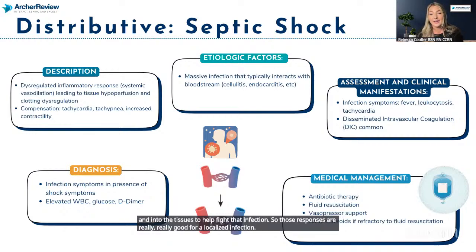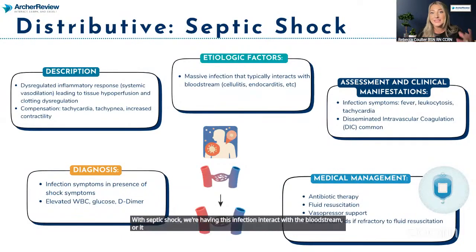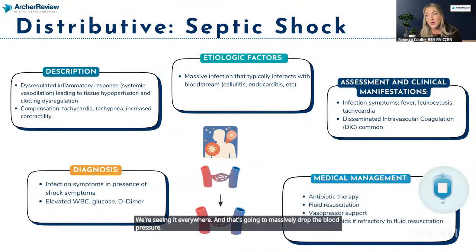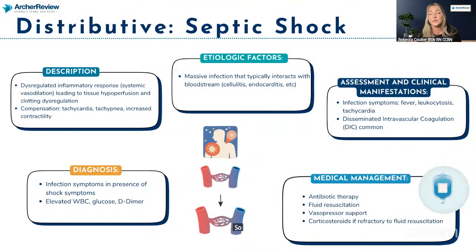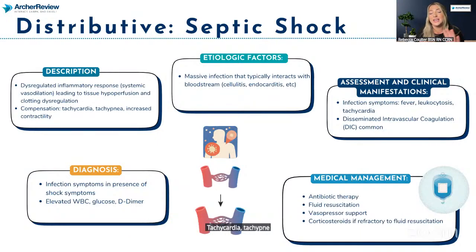With septic shock, we're having this infection interact with the bloodstream, or it's just such a massive infection that we're seeing a really massive, uncontrolled response. So instead of just one area experiencing vasodilation and increased capillary permeability where we want it to, we're seeing it everywhere. And that's going to massively drop the blood pressure. So the body's going to respond with trying to get more blood flow because now we've got really bad blood pressure. Tachycardia, tachypnea for more oxygen, and increased contractility, trying to increase that cardiac output.